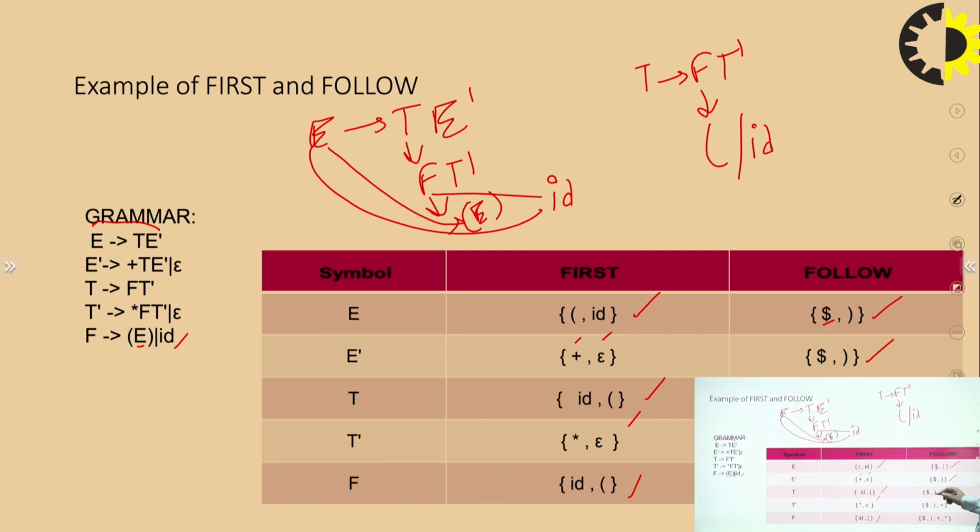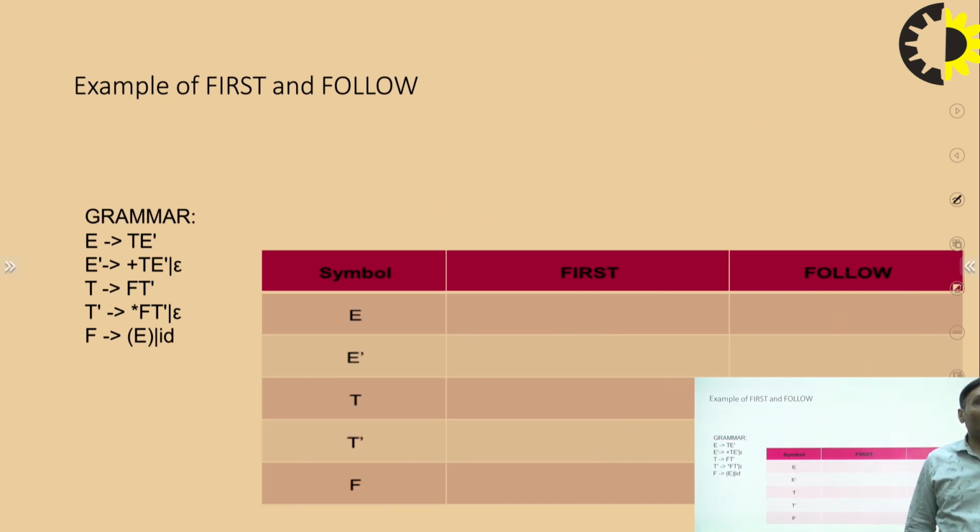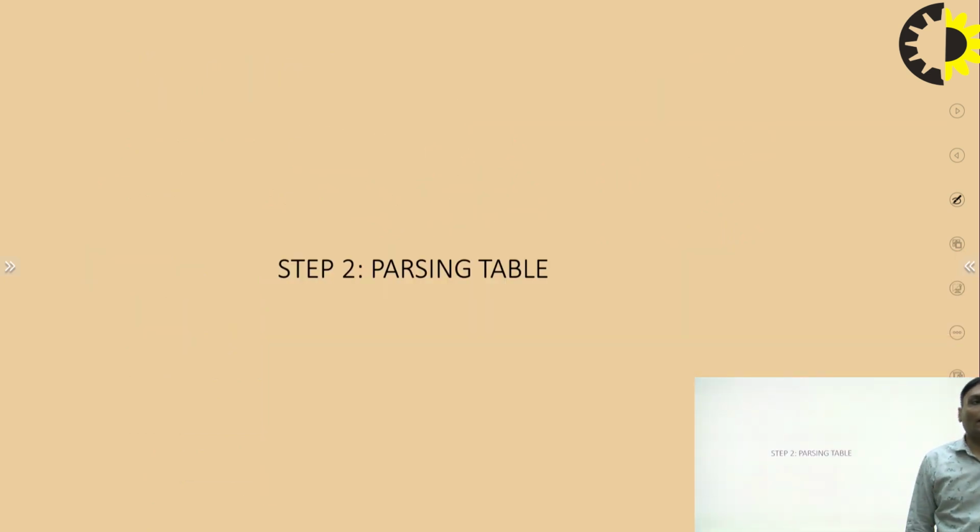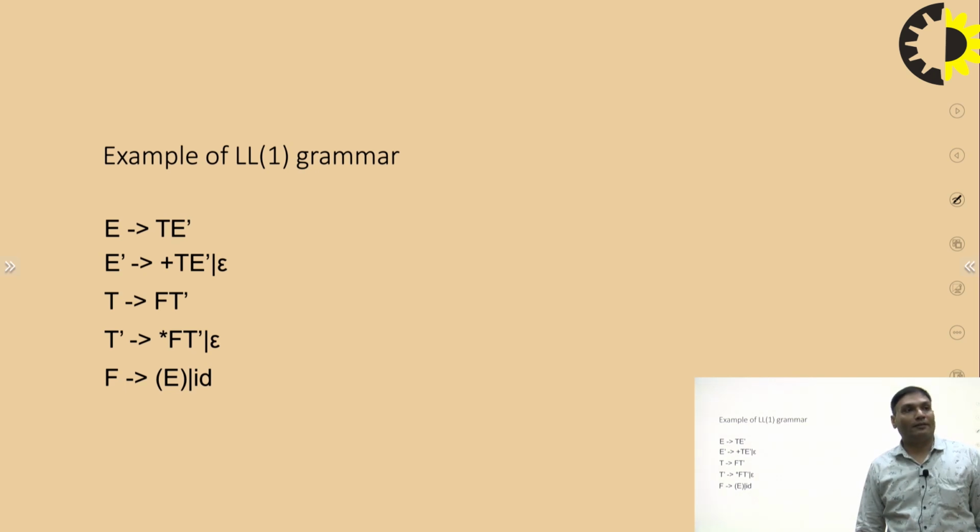Now similarly, for T, it is present here, T is followed by capital E dash, and E dash is generating epsilon. Then all the follow of E dash will also be the follow of this one. So in this way, we calculate the first and follow of a given grammar as per the rules that we have studied here. Now, after calculating the first and follow, the second step is calculating the parsing table.